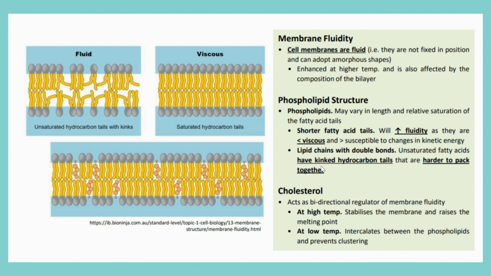So cholesterol, as mentioned in the previous slides, acts as a bidirectional regulator of membrane fluidity. It helps to regulate the fluidity. At higher temperatures, it actually stabilizes the membrane and raises the melting point to ensure that the membrane does not melt and dissociate. And at low temperatures, it intercalates between the phospholipids, preventing clustering. So when the temperatures are low, it prevents the membrane from collapsing and becoming too rigid. So that's how it functions. It's very, very important. Cholesterol is extremely important in the membrane itself.